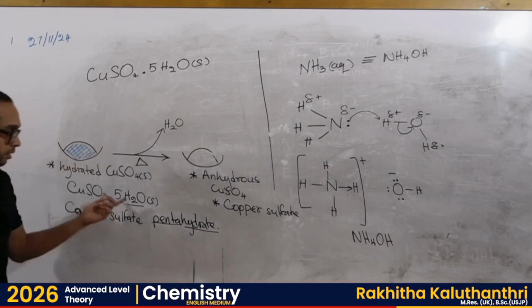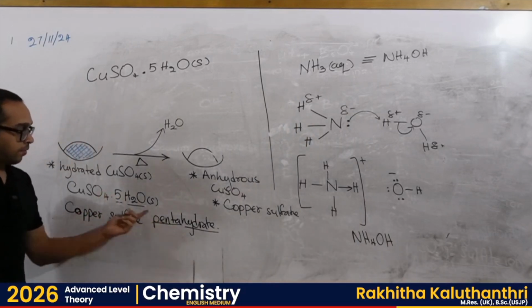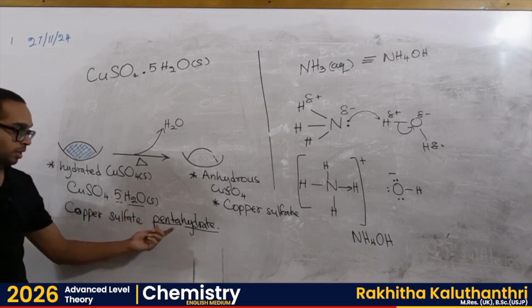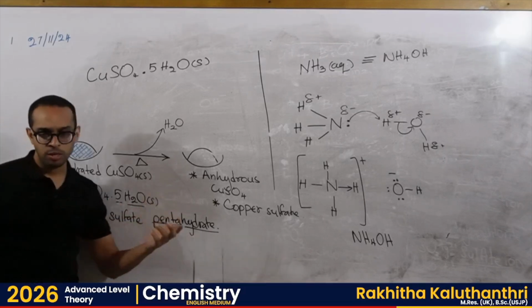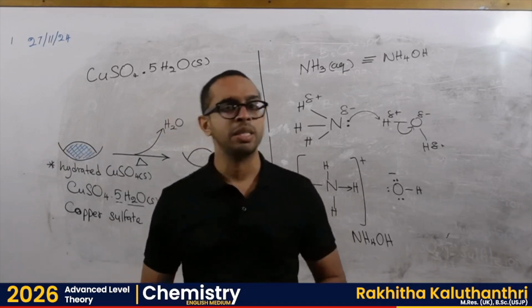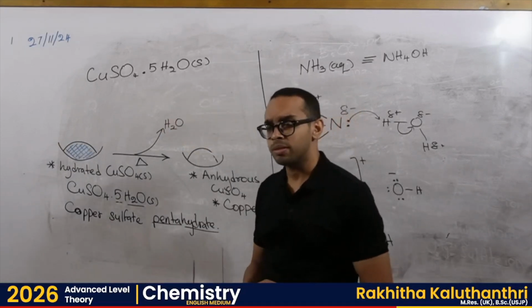If there are 5 here, it will be pentahydrate. If there are 3 here, it will be a trihydrate. If there are 4 here, it will be a tetrahydrate, and so on and so forth. And some examples are given there. I believe the hydrate naming part is quite simple. There's nothing very complicated about it.